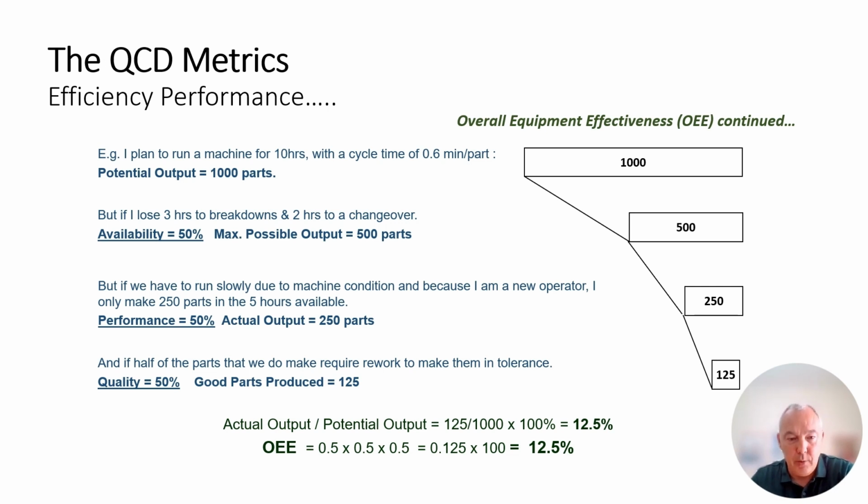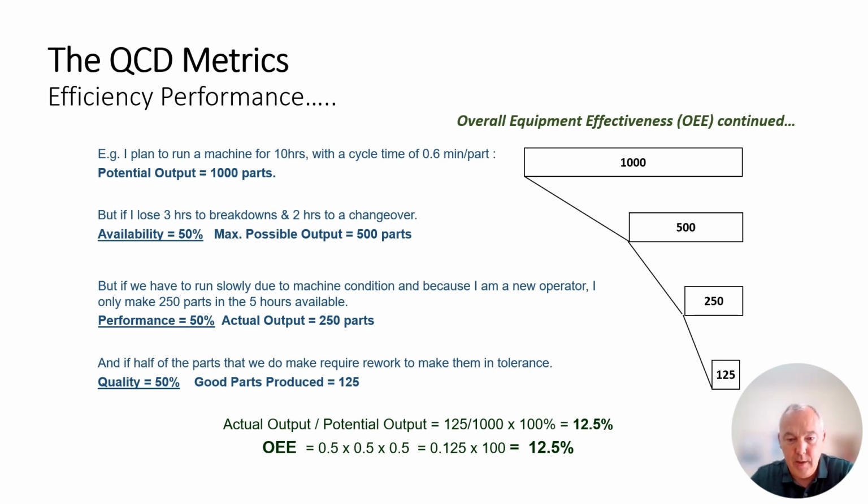Now in this example, this piece of plant and equipment has suffered some breakdowns and spent some time on changeover activities during this day. And so we've lost some of that availability time. In fact, in the example, we've lost 50% of the time. And so our 1,000 capacity has already been reduced to a maximum capacity of 500 components.